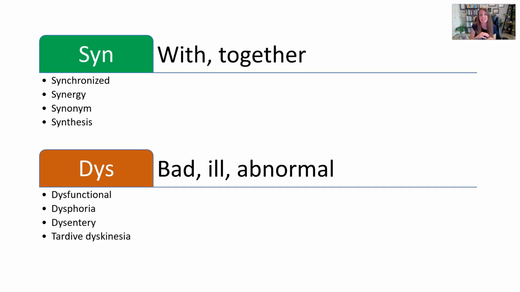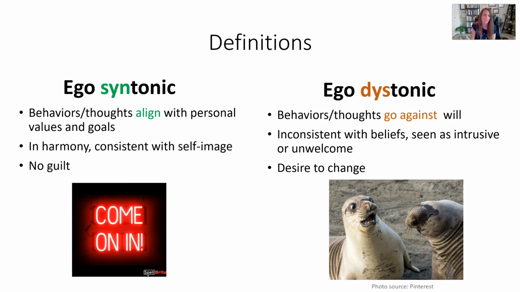And then dys tends to mean bad, ill, or abnormal. So dysfunctional, dysphoria, dysentery, that's a fun one, tardive dyskinesia, which is another good thing to know for the social work licensing exams, those involuntary movements in the lips and mouth and jaw and face that can come as a side effect from antipsychotic medications. So syn is kind of together, in line, dys is having that difference.